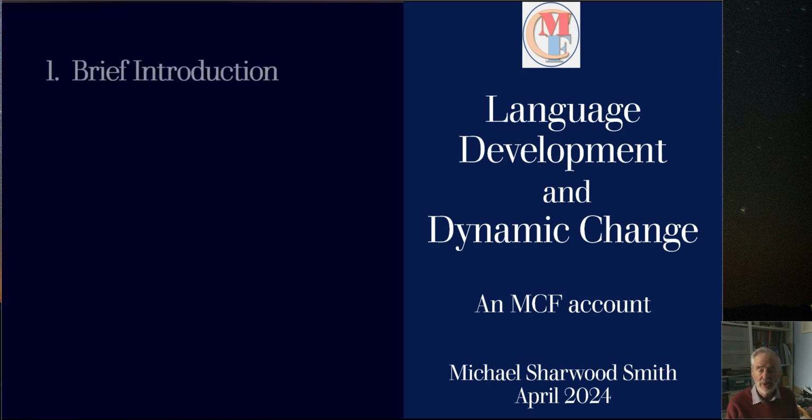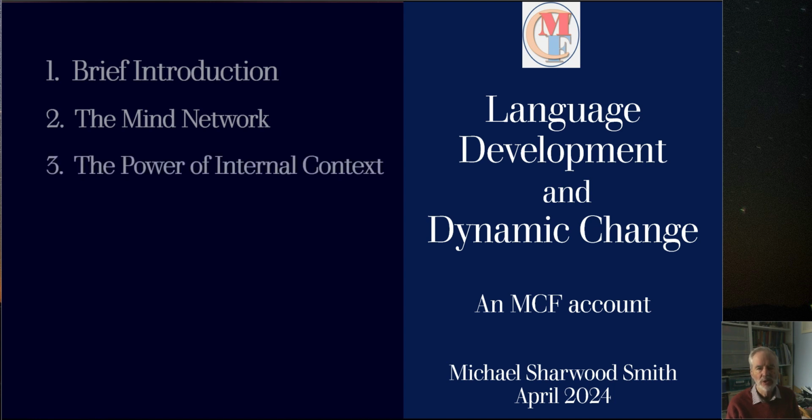Right, first a brief introduction, particularly for those people who are less familiar with the modular cognition framework. And then I'm going to introduce the most general part of the talk, which is about the mind, about the mind as a network. And then I'm going to talk more specifically about what John Truscott and I call internal context. And this was the topic of our most recent book, which came out in 2019.